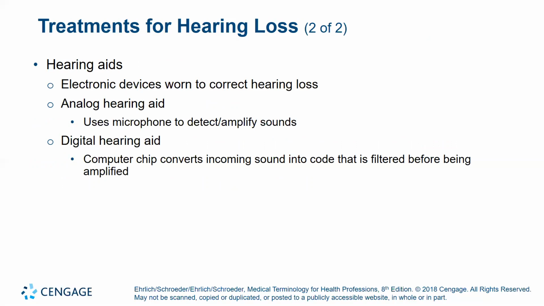Analog hearing aid. This is where they use a microphone to detect and amplify sounds. Then they have the digital hearing aid. A computer chip converts incoming sound to a code that is filtered before being amplified.